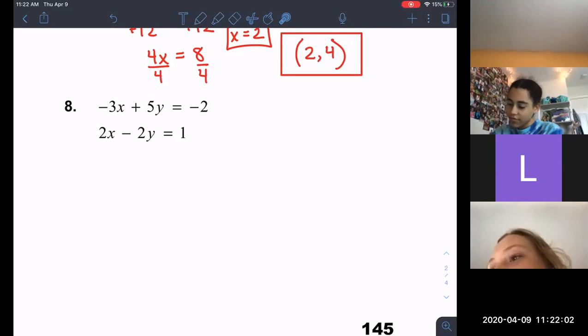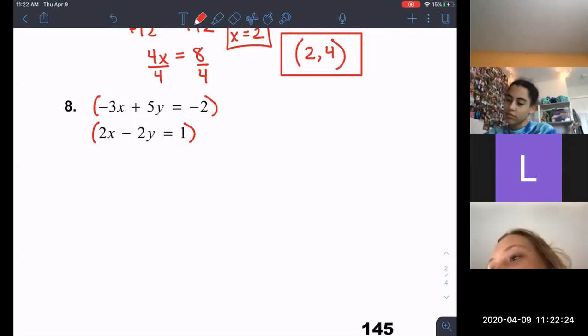Multiply the first one by 2 and the second one by positive 3. Very good. Multiply the top one by 2, which would give us a negative 6x. And then if we multiply the bottom one by 3, that would give us a positive 6x. So, okay, I like it. Let's do that. What else could we have done that would also have worked?